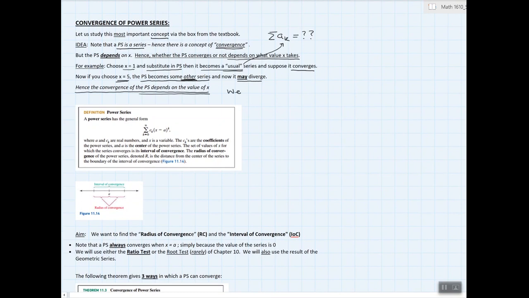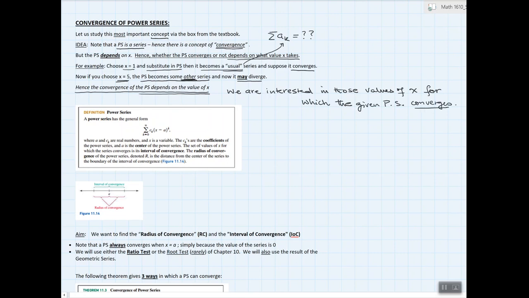So we are interested in finding those values of x for which the given power series converges.